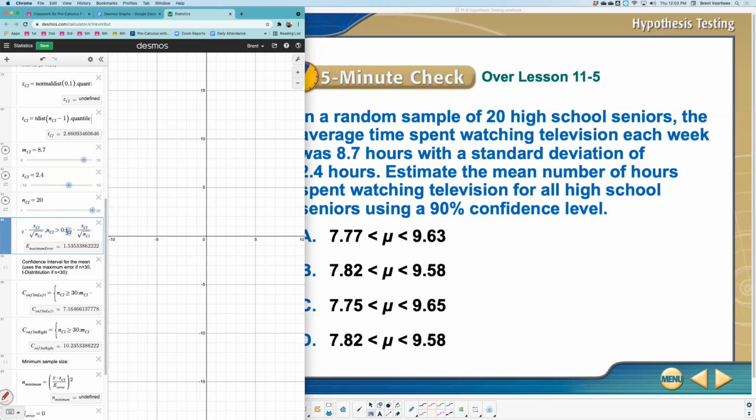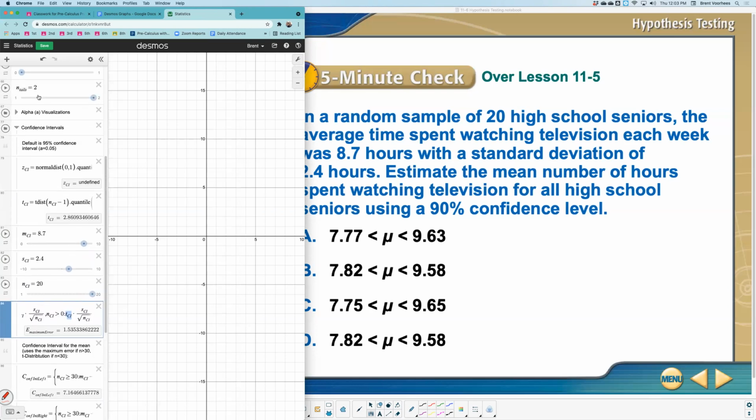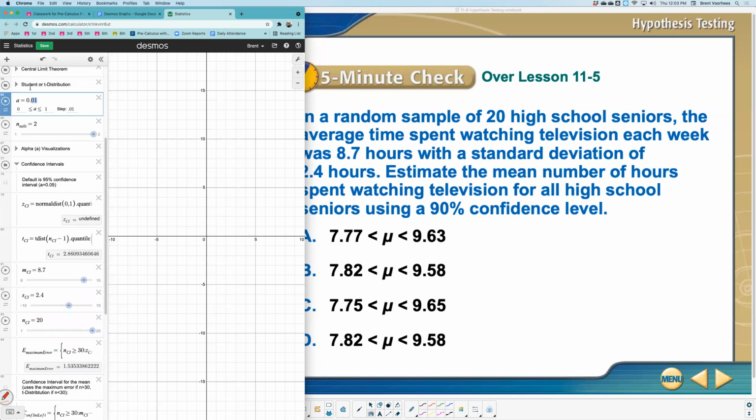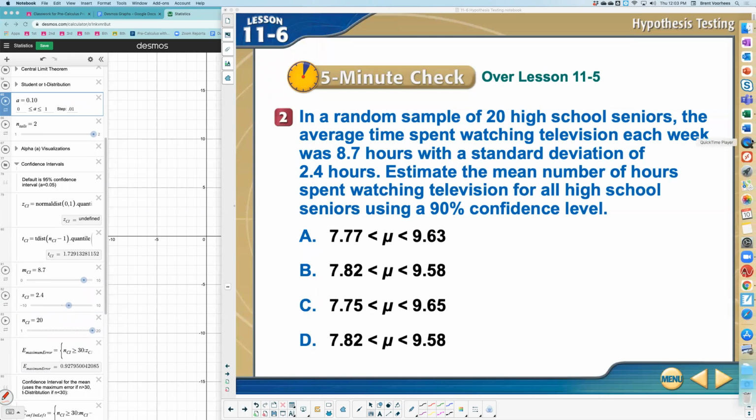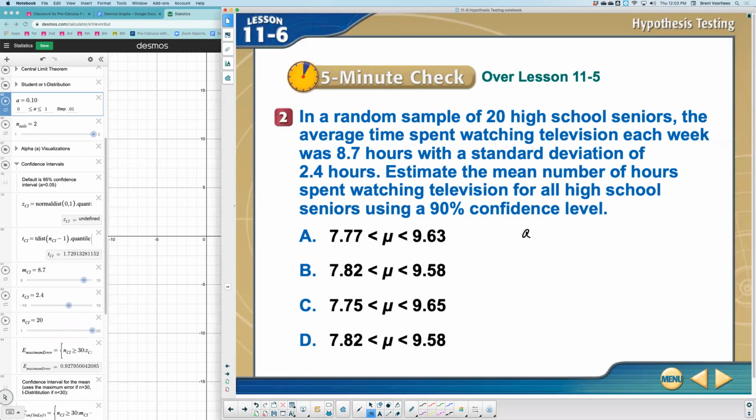Oh wait, I'm at 99 percentile. We need to go to 90. Let me change this. So I go to alpha, and I'm going to say the 90 percentile is 0.10 or 0.1. The way we would get that is alpha would equal 1 minus 90%, which is 10%, or 0.1, or 0.10. So that's my alpha there.